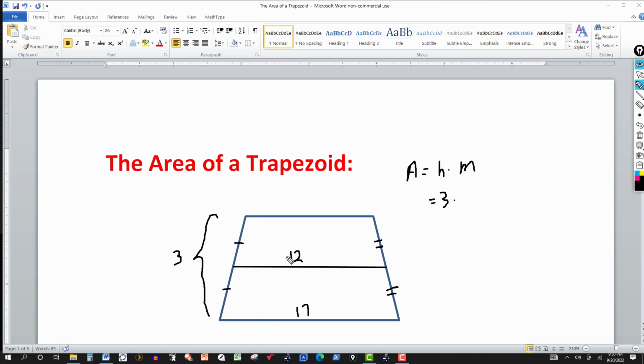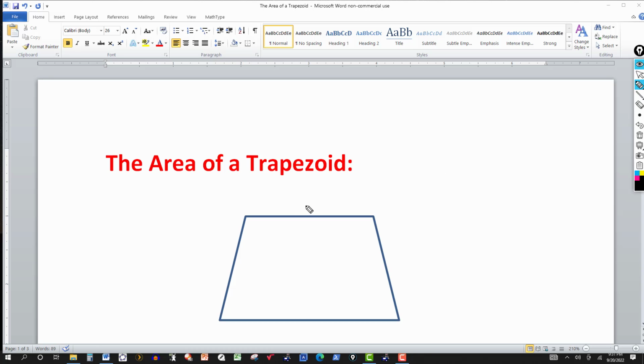So this tells me then that this point right here is the midpoint of this segment. This point here, because I have the 2 marks there saying these two segments are equal, that's what tells me that the value of 12 is the median. So all I have to do is multiply this by 3 times 12. It's equal to 36 square units.